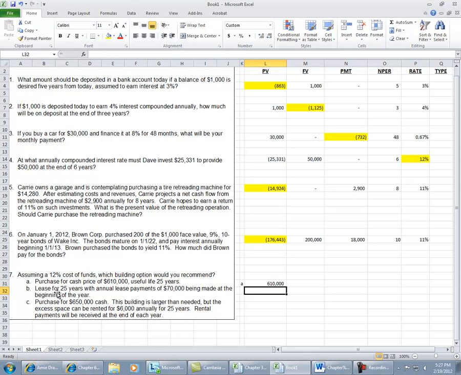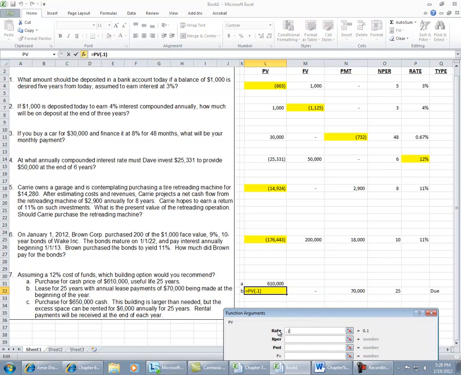The next thing is we can lease it for 25 years with annual payments of $70,000 being made at the beginning of the year. The beginning of the year is going to be important in this problem because we're going to need to change the default in Excel to an annuity due. So we're going to put just a note here so that we remember to do that. The annual payments are $70,000. No future value. Number of payments we said was 25. And we're going to solve for the present value.